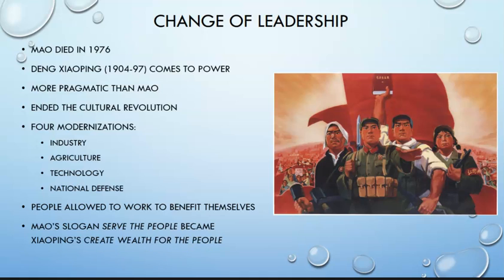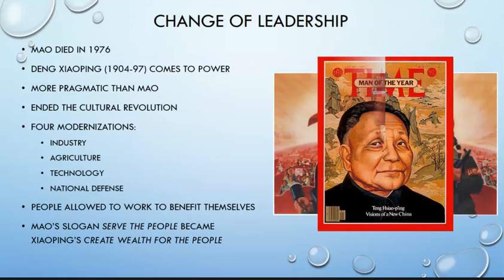While Mao's slogan was "Serve the people," Deng Xiaoping's motto will be "Create wealth for the people." And so this is the way in which it will develop. Things become basically more mixed with some capitalism or free enterprise, where people could make some money on their own. On a very small level, but of course all large industries were owned by the government.